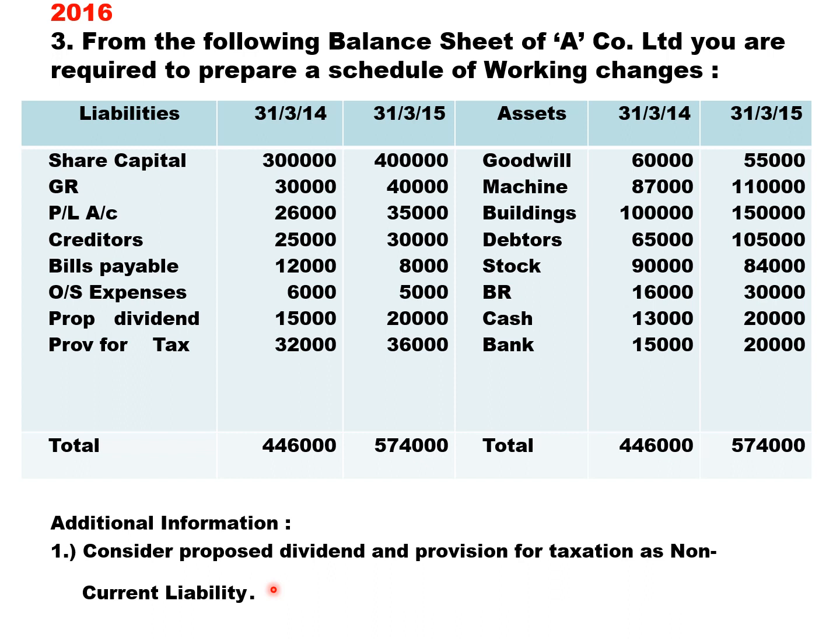So as per instruction in the problem, we need to treat proposed dividend and provision for tax as non-current items. So don't take proposed dividend, don't take provision for tax. So there are three current liabilities: creditor, BP, outstanding expenses. Goodwill, machine, building, ignore because all these are fixed assets. Tick mark stock, debtor, BR, cash and bank. So we have 5 current assets and 3 current liabilities. And I hope, students, you can work out this problem on your own. The answer will be displayed in this video.